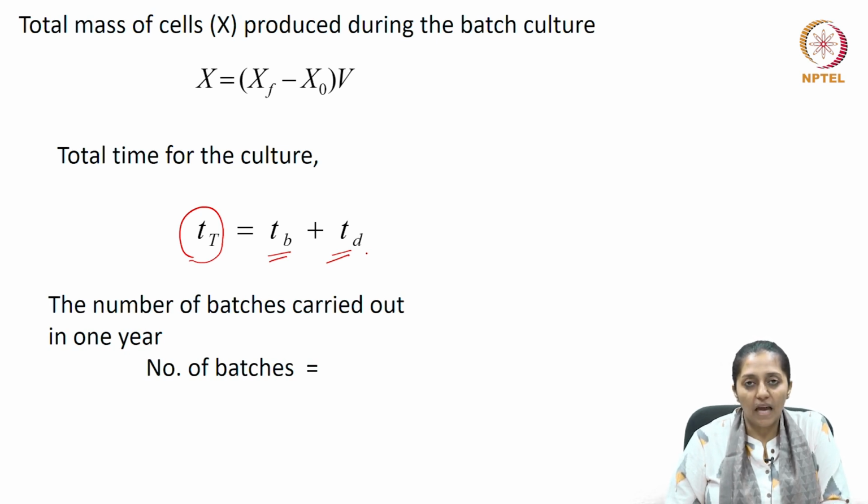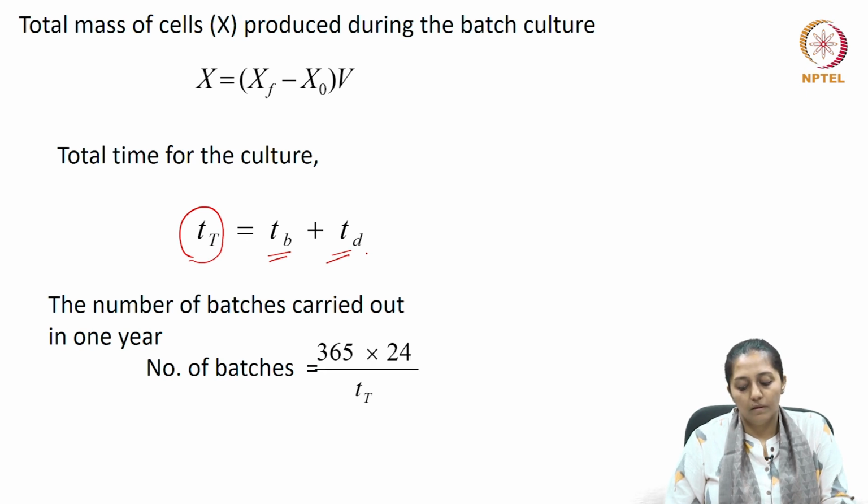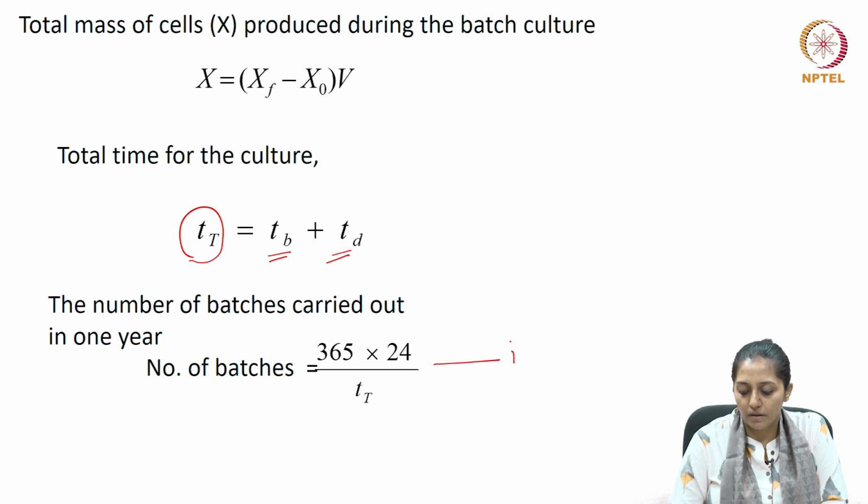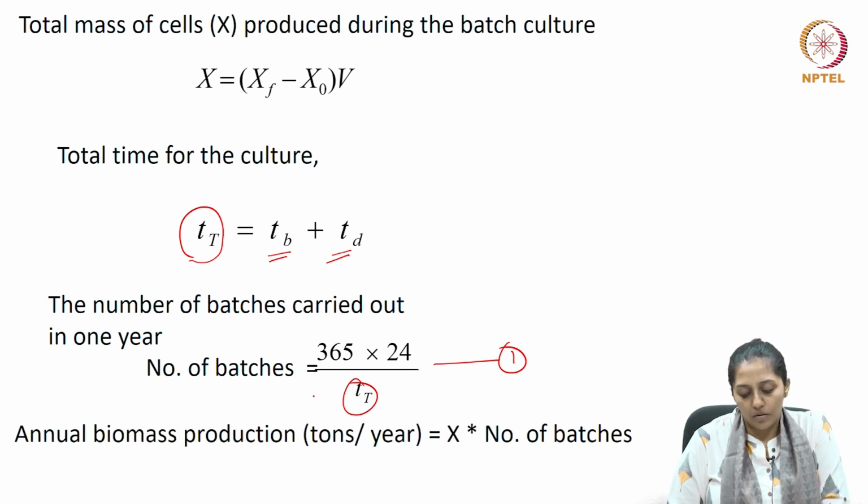So the number of batches which can be carried out in 1 year can be calculated with this equation: 1 here, 365 the number of days, 24 the number of hours in each day, and the total time given as T with a subscript capital T. This gives the total number of batches which can be run in an entire year. So the annual biomass produced, meaning in 1 year, would be the biomass produced in one batch multiplied by the total number of batches possible in a year. This is what is given here.